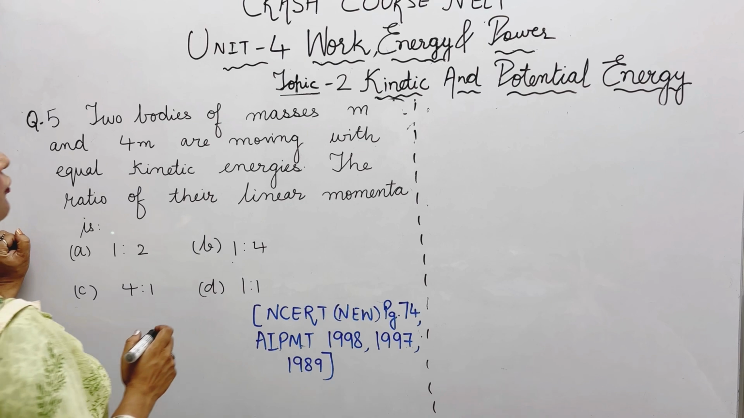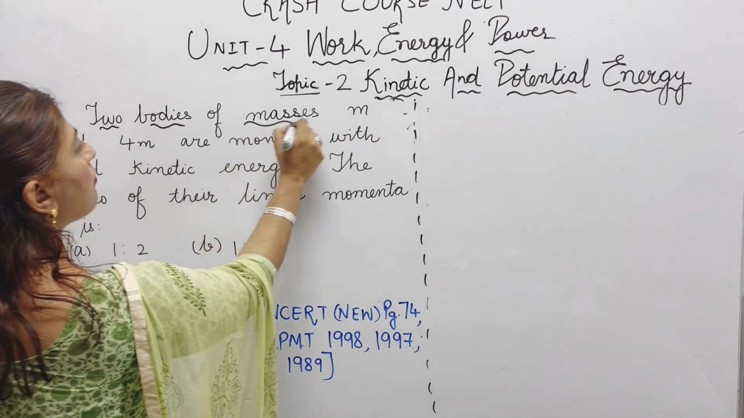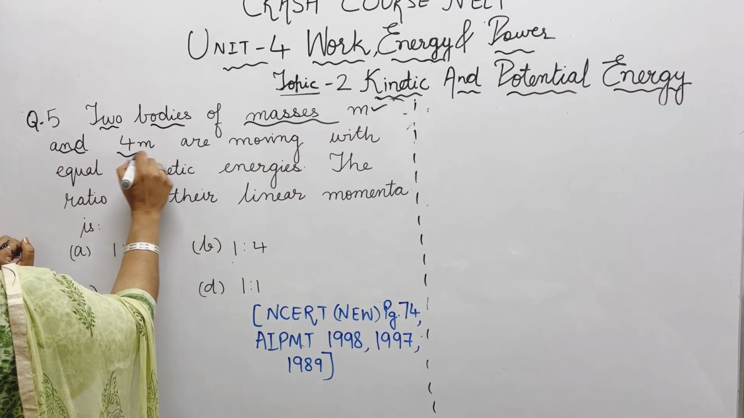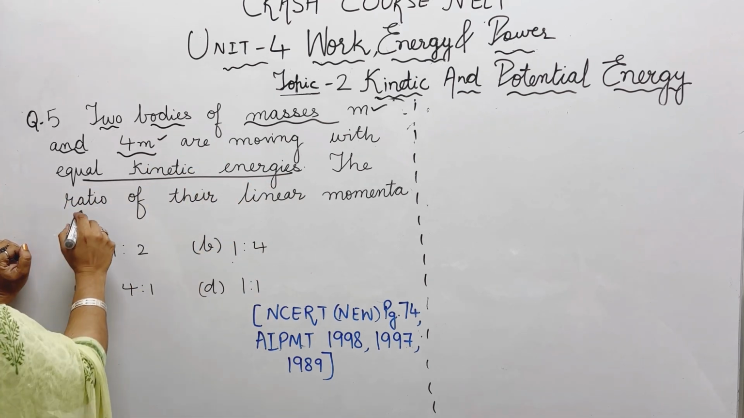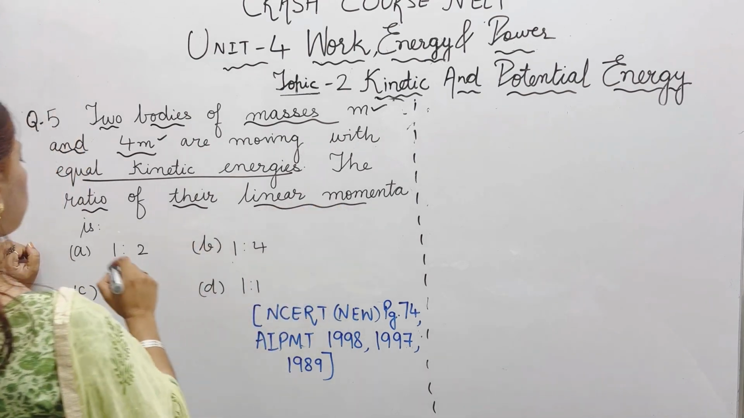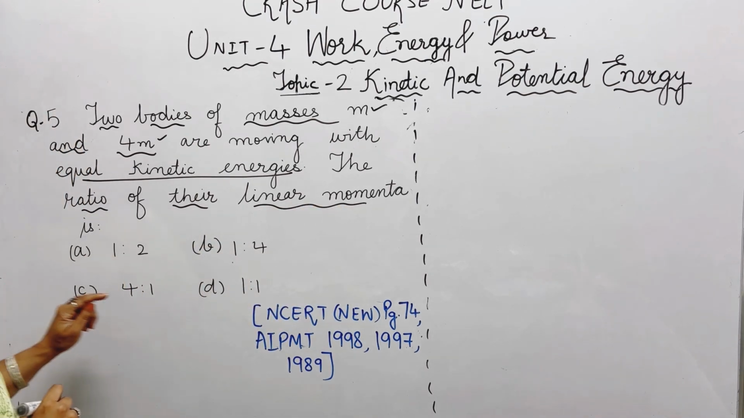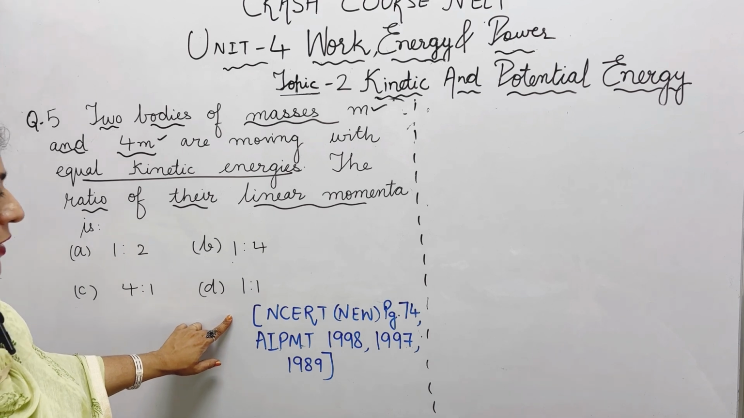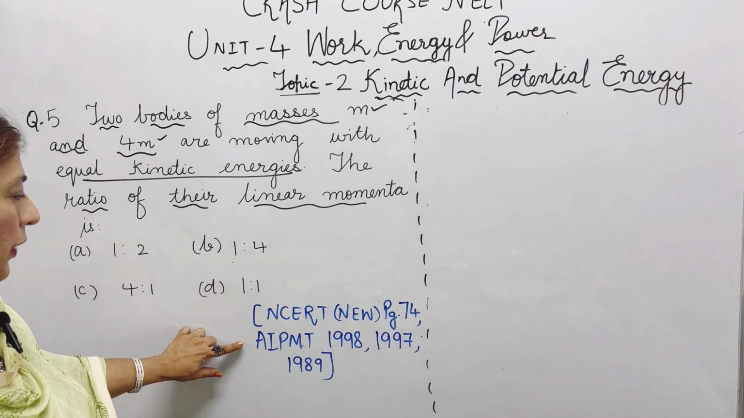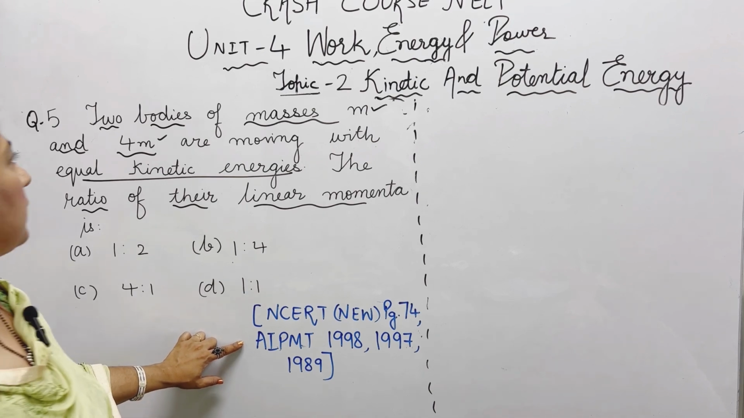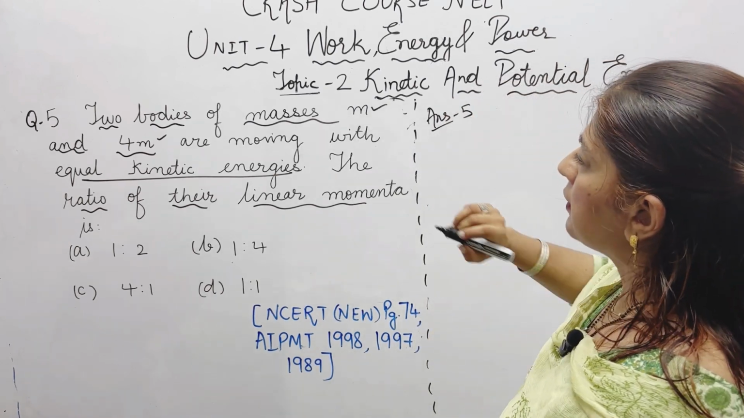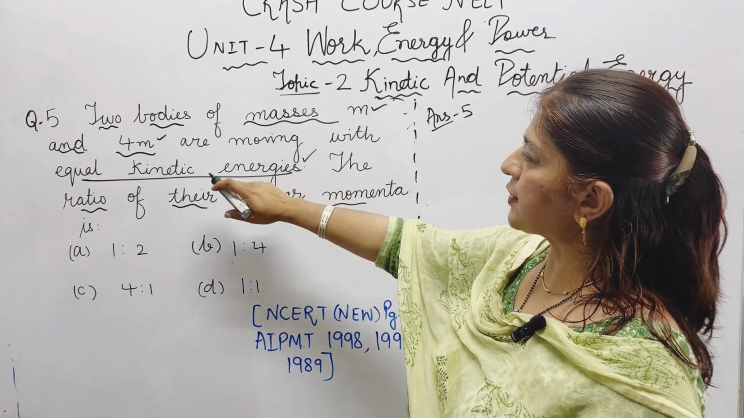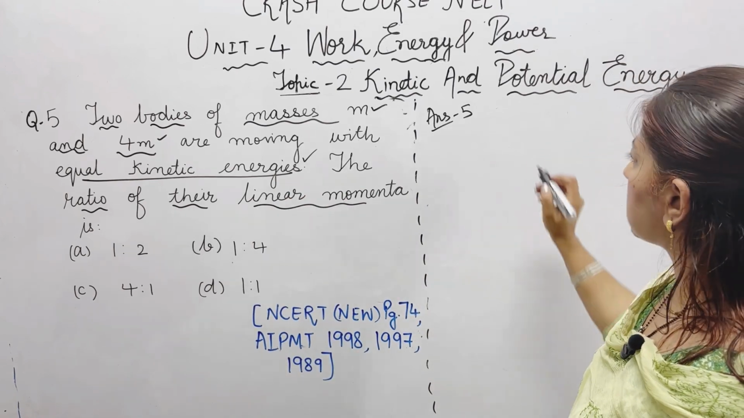Now the next is the question number 5. Two bodies of masses m and 4m are moving with equal kinetic energies. The ratio of their linear momenta is, and the options have been given. This is on the page number 74 of NCERT New, and this question has come in All India PMT in 1998, 97 and 89. So for the solution of this question, we have to connect two physical quantities, kinetic energy and linear momenta.